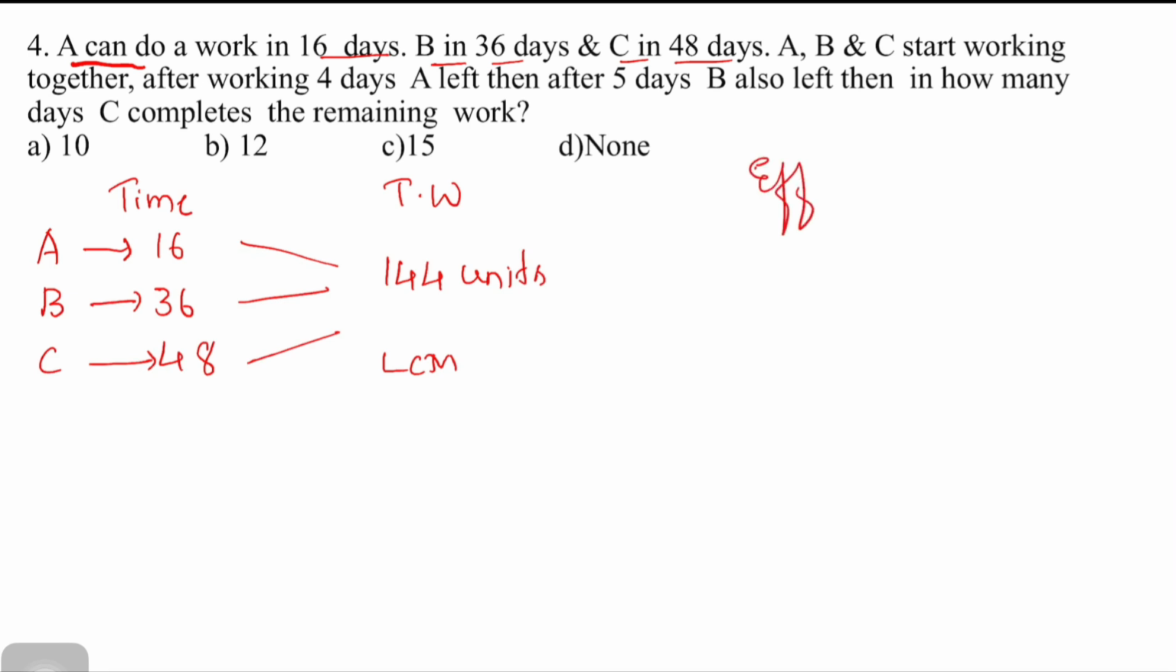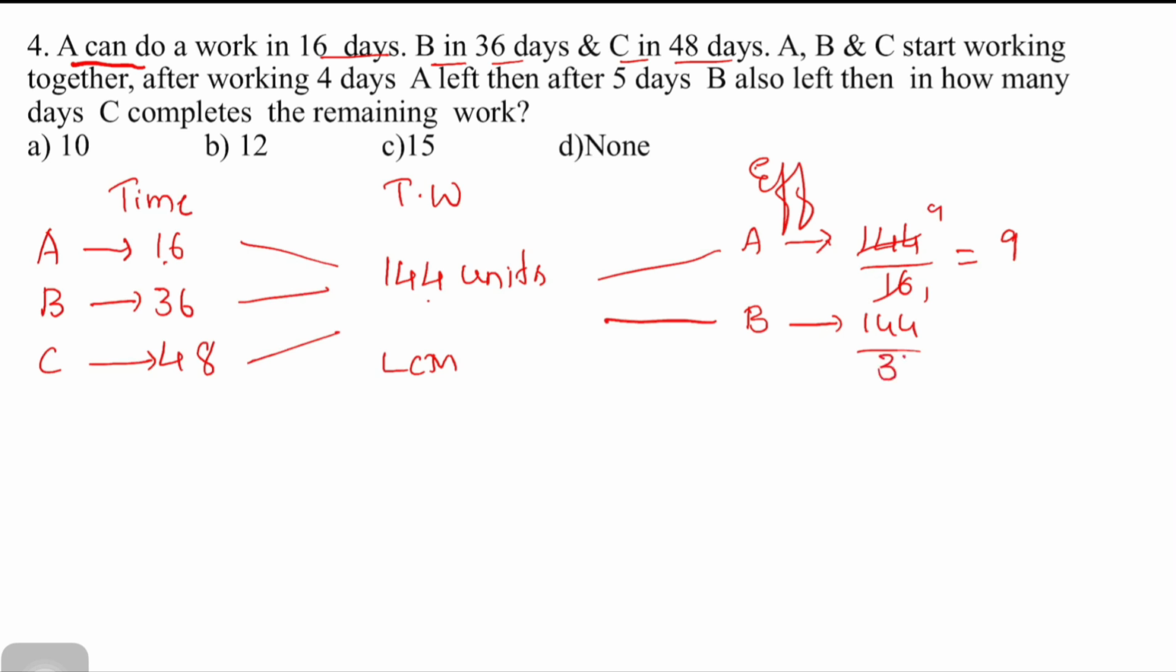So what is the efficiency? A's efficiency is, if A can do 144 units in 16 days, so in one day how many units can A do? It is 144 divided by 16, which is equal to 9 units per day. Then B will do 144 divided by 36, which is 4 units per day, and C will do 144 divided by 48, which is 3 units per day.